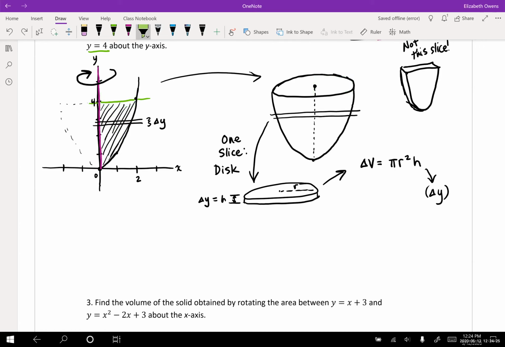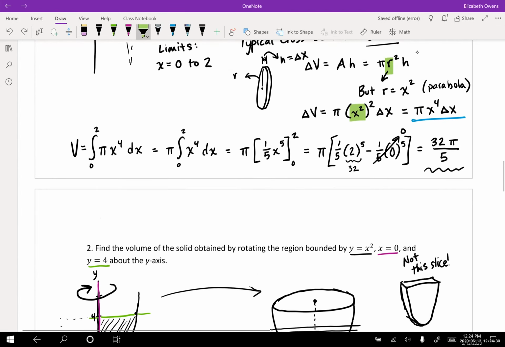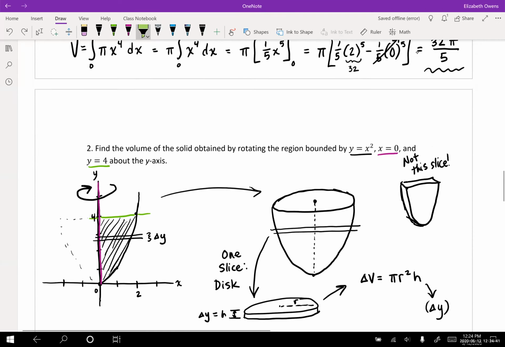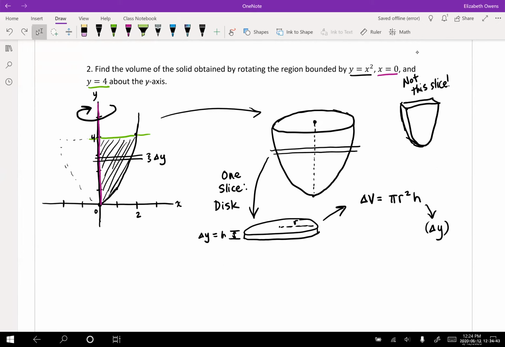Just like Brandon said on our last problem, we're going to find the radius by using the equation that's been given to us, how we use the parabola to find the radius here. We're also going to use the parabola to find the radius for these discs or these little cross sections. So this is the radius we're looking at. Notice that we do find the radius based on the parabola.